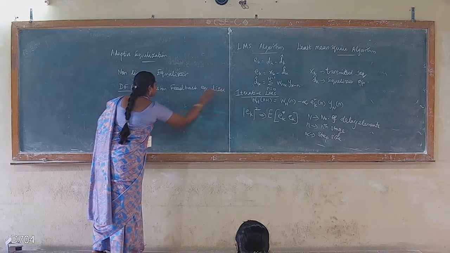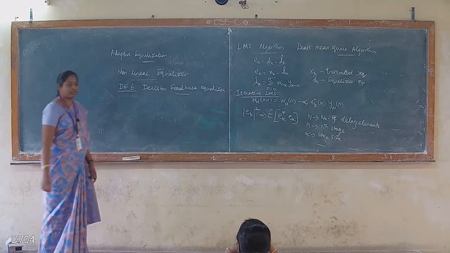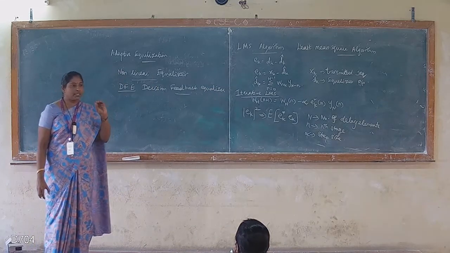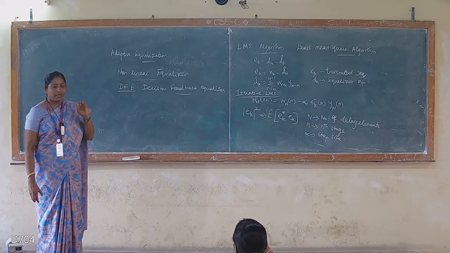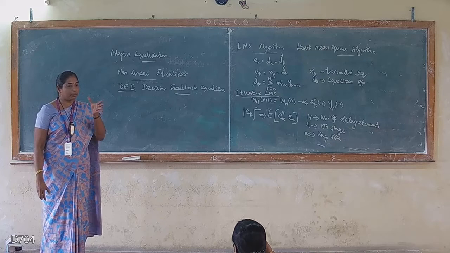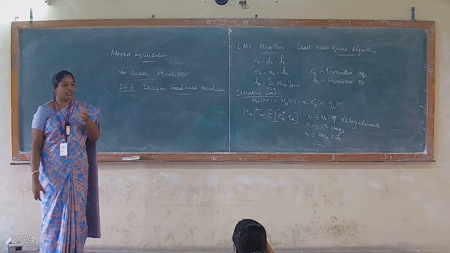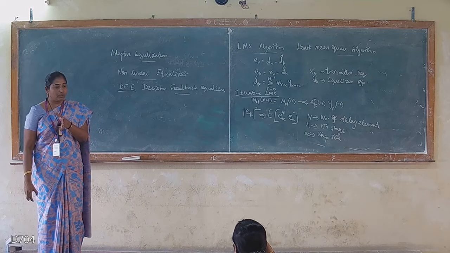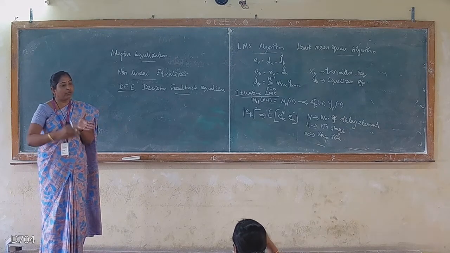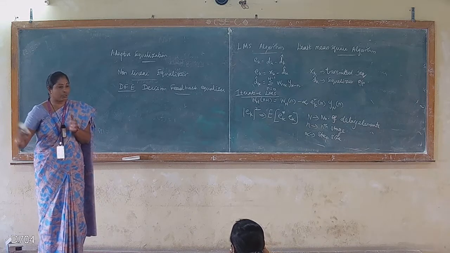Okay, what is the principle of the decision feedback equalizer? Here the decision on the current symbol is taken. Based on the decision, we estimate how much ISI the present symbol will introduce in future. That amount of ISI, first we have to subtract from the input. After that, we take the decision for the subsequent symbols.